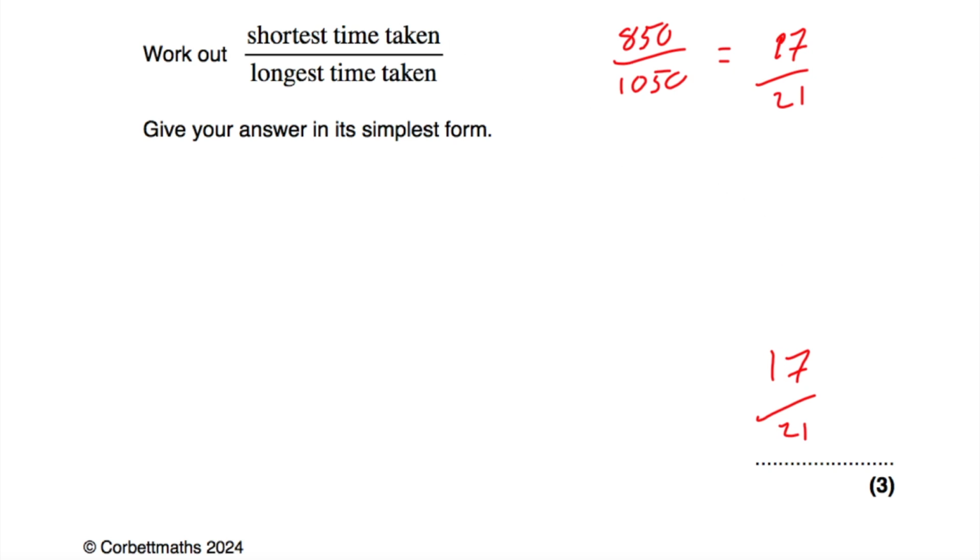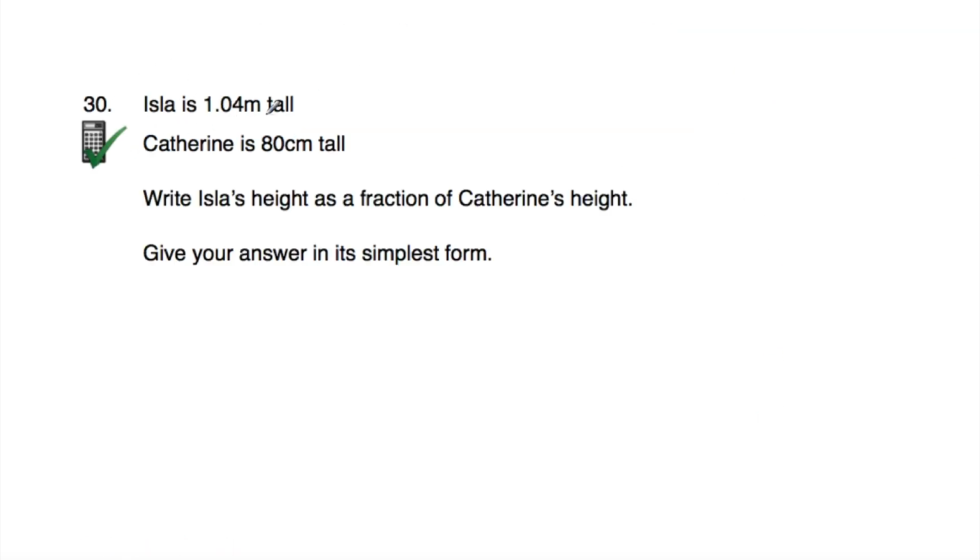Okay, let's look at our last question. Okay, so question number 30 says, Isla is 1.04 metres tall and Catherine is 80 centimetres tall. And the question says, write down Isla's height as a fraction of Catherine's height, and to give our answer in its simplest form. And again, it's a calculator question.